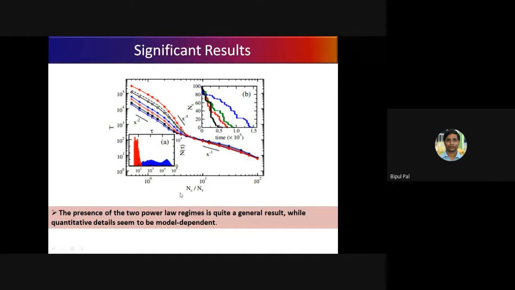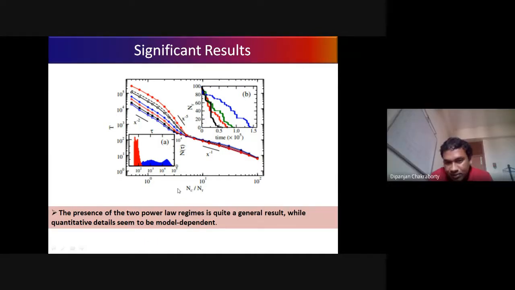Okay, if we increase the number of chasers, then the total catch time again shows two power law regimes. However, the exponents are different here. These different colors are for different noise strengths, and they have also calculated the number of targets as a function of time. The number of targets will decrease because the capturing is occurring. As the noise increases, the capture time decreases. So this is another aspect.